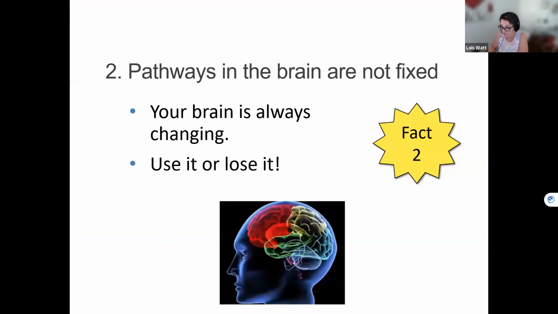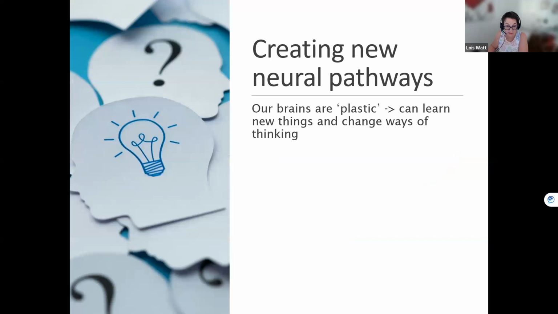So that's fact 2. So after fact 2 comes fact 3. We haven't finished with 2. So our brains are plastic, and it comes up in Learning Portfolio B as a question. Talk about the plasticity of the brain. We can learn new things and change our ways of thinking. Can we break bad habits?